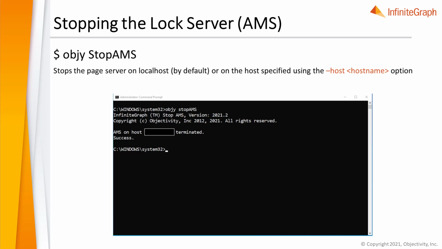If we need to stop the page server, we can run obj_stop_AMS. Like start_AMS, you will need to run stop_AMS with administrative privileges. This will terminate the page server running on localhost by default. You can use the -host option and specify the name of the host where you want the page server stopped. In this example, no -host hostname option was used, so localhost was assumed. When it was run, this command stopped AMS and reported that AMS on host was terminated.